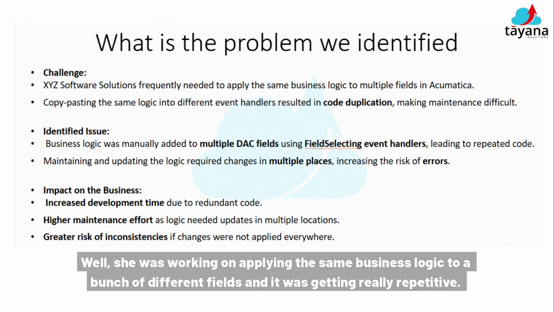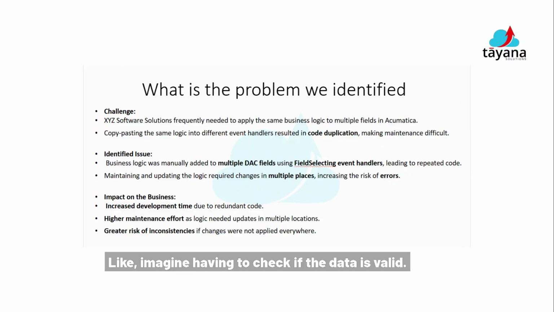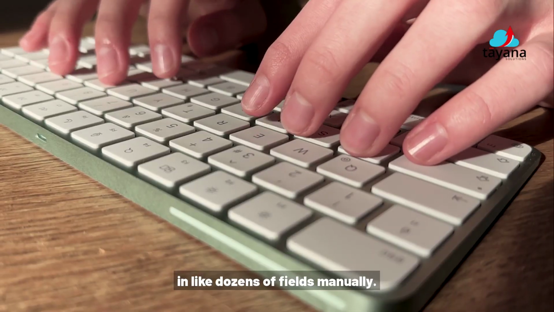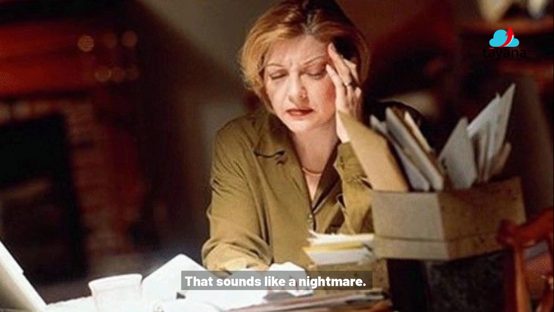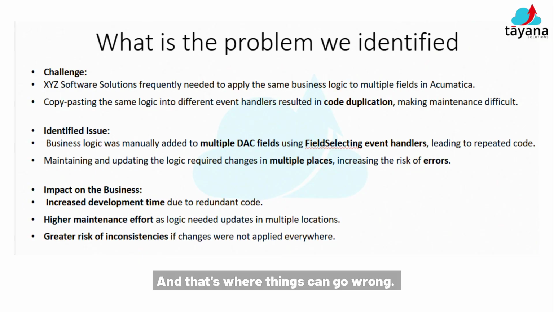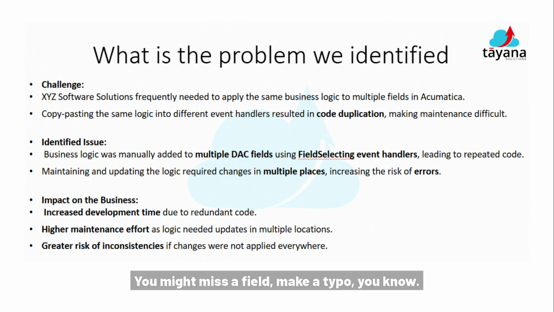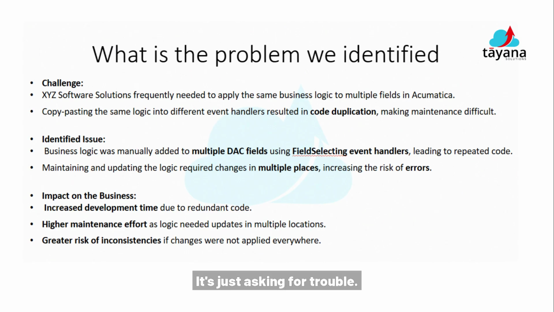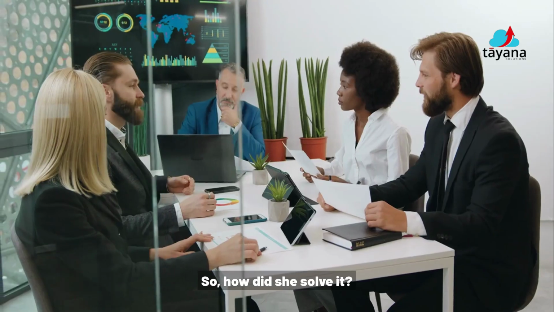Well, she was working on applying the same business logic to a bunch of different fields, and it was getting really repetitive. Like, imagine having to check if the data is valid in dozens of fields manually. That sounds like a nightmare, just typing the same code over and over again. Exactly. And that's where things can go wrong. You might miss a field, make a typo, you know? It's just asking for trouble. So how did she solve it?